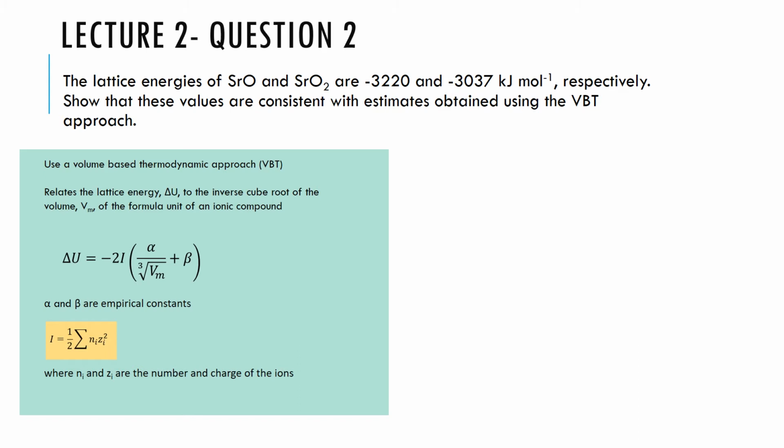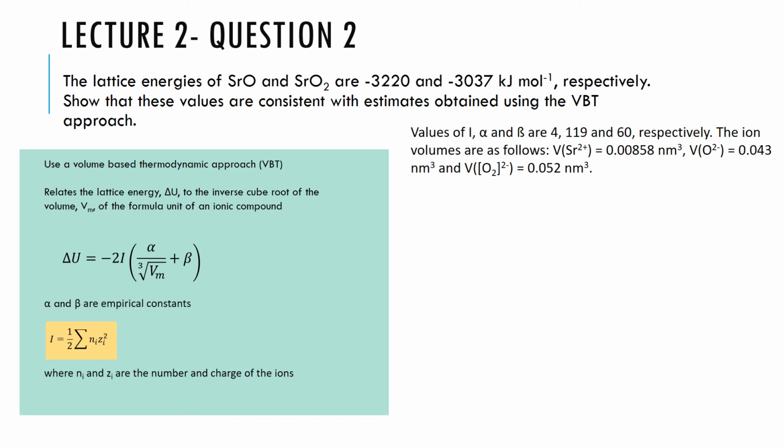What I just want to confirm with you is that I will always give you this equation in the exam, so this will be in the appendix of the examination. And secondly, I will always give you values for I, alpha, beta, and the volume of the ions that are involved. So I'll show you the kind of information you can expect from a question here. You'll get the question, but you'll also get the values for the equation. So I, alpha, and beta there are 119 and 60 respectively. And you'll notice here that I give you the volume of the ions: the volume of Sr2+, the volume of O2-, and the volume of O2 2-. And you can then calculate the lattice energies.